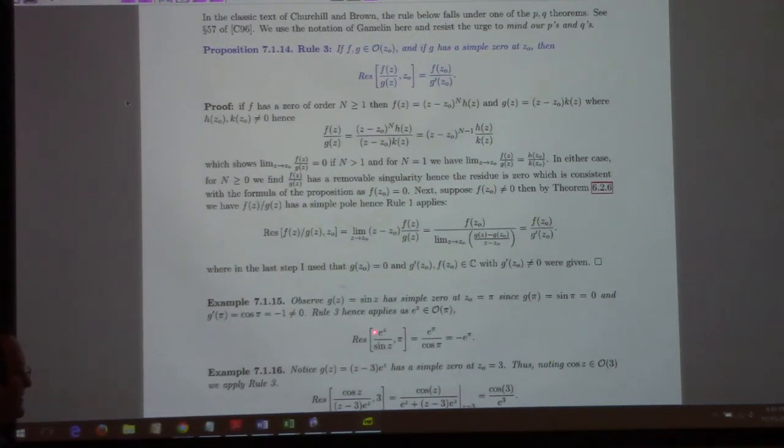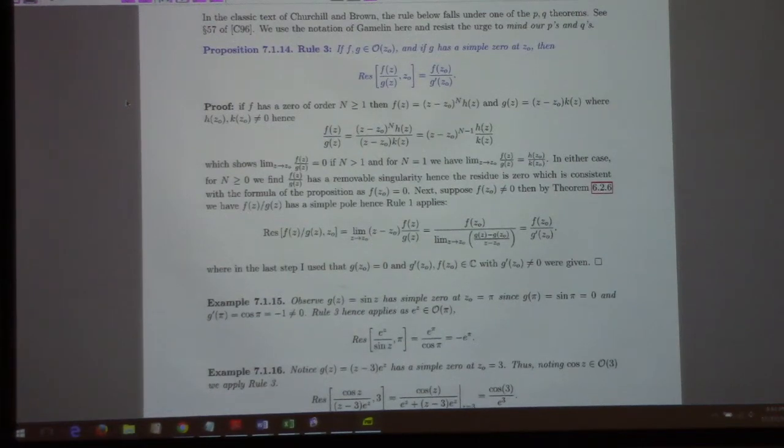So when I'm calculating the residue of e to the z over sine z, since sine z has a simple zero at pi, I can just plug in pi to e to the z, which is, by the way, analytic everywhere, and divide by cosine of pi, because that's the derivative of sine. And so there you go, that's the residue, e to the minus pi.